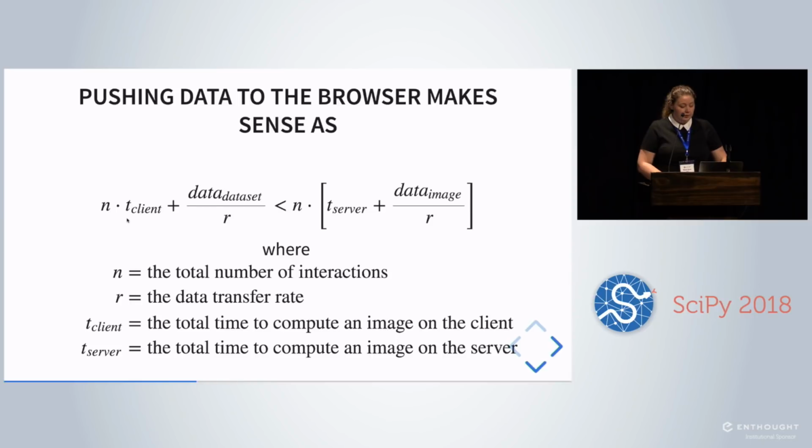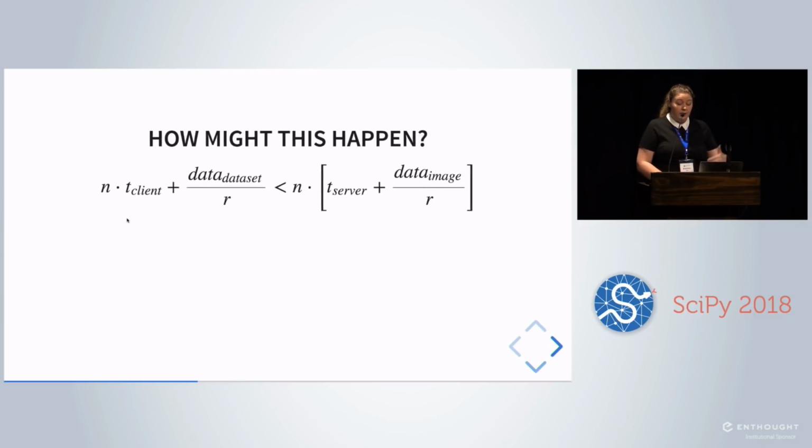So I've talked through those. How might this happen? What are the big features that we think we can make that happen? First of all, the more interactions you do, the more time you're going to be wasting transferring images from your server down onto your local machine. Also, as you increase the size of the image, this is going to get more and more cumbersome, because this term over here is going to get much larger. And also, if we can decrease the time to calculate the image on the client side, that's going to make this a more beneficial transfer.